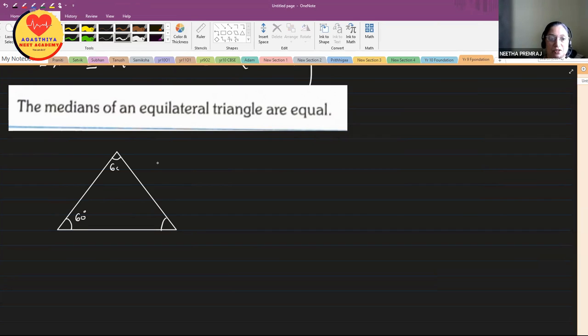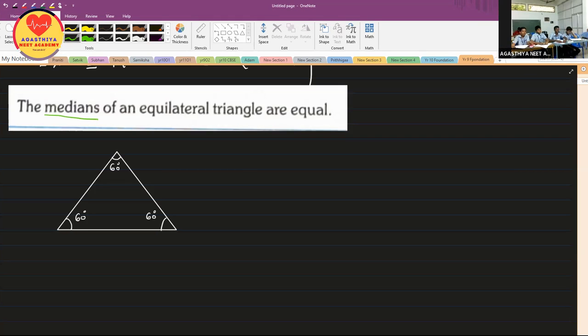What is the angle sum property of a triangle? Very good, very good. Okay. Now you have to prove that the medians of an equilateral triangle are equal. What do you mean by median? Okay, I'll tell you. A median is a line which joins one vertex to the opposite side's midpoint.